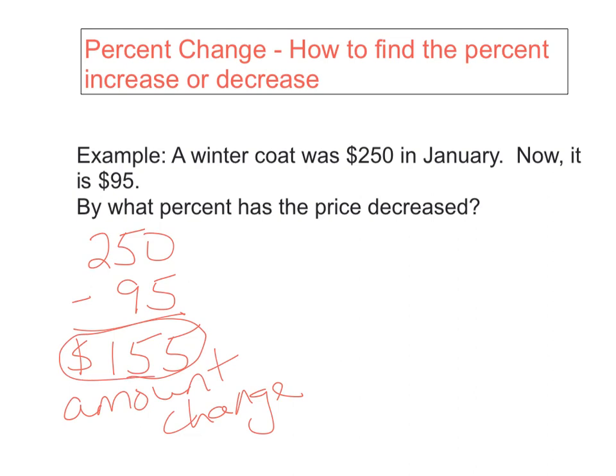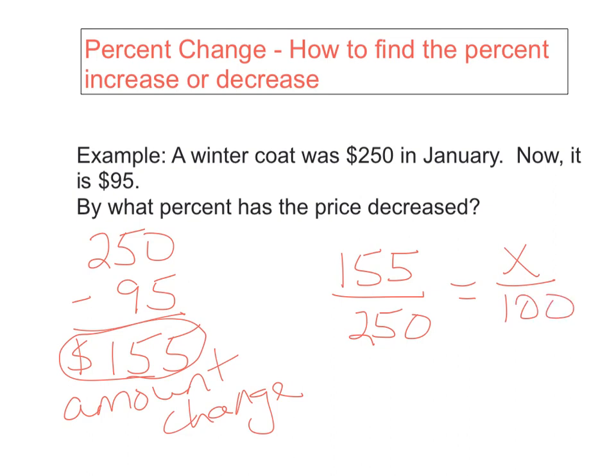When we put this in a proportion, 155 is how much it changed, but it started at 250. So that's what we're comparing: how much it changed versus where it started. And we're going to figure out what percent that is. The good thing is you know how to solve this because you know how to cross-multiply.